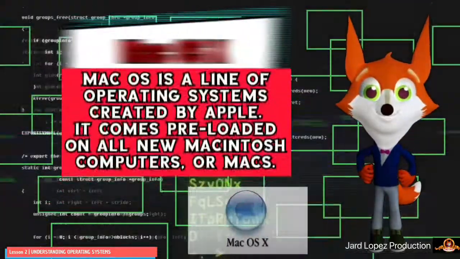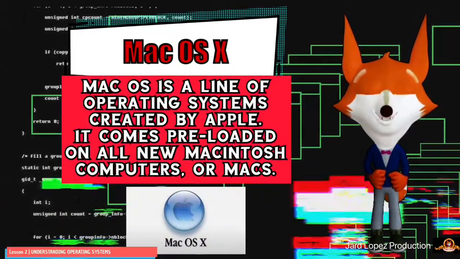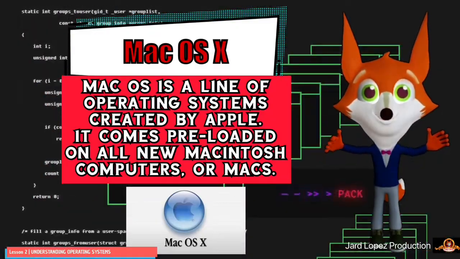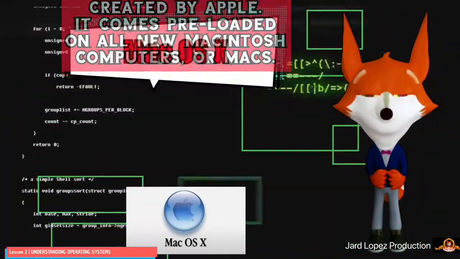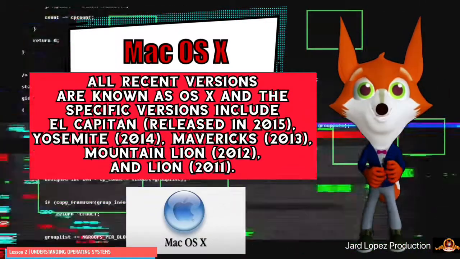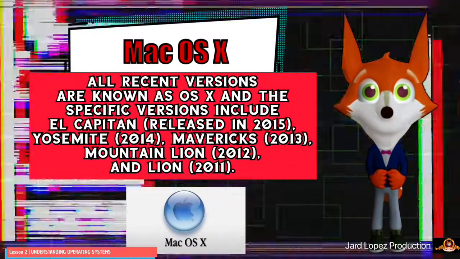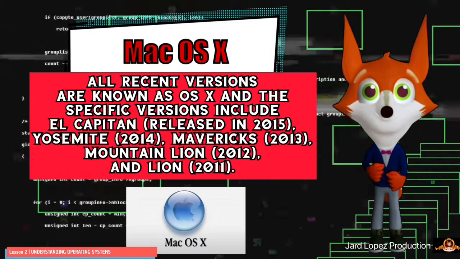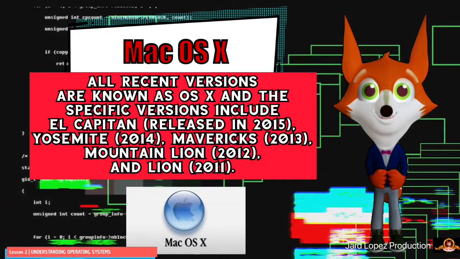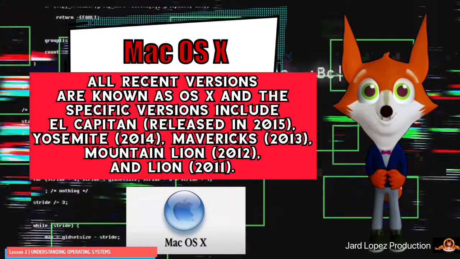Second, Mac OS X. Mac OS is a line of operating systems created by Apple. It comes pre-loaded on all new Macintosh computers, or Macs. All recent versions are known as OS X, pronounced "OS ten", and the specific versions include El Capitan, released in 2015, Yosemite 2014, Mavericks 2013, Mountain Lion 2012, and Lion 2011.